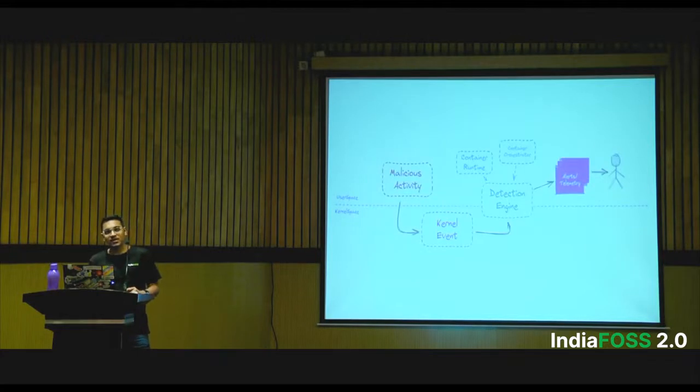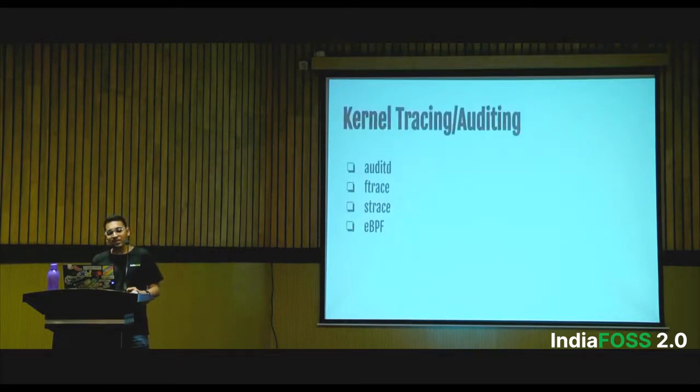But the important thing here is that we need to access the kernel events and filter them out. So what existing tools do we have to trace these events and detect these? We have auditd, ftrace, strace, and eBPF.